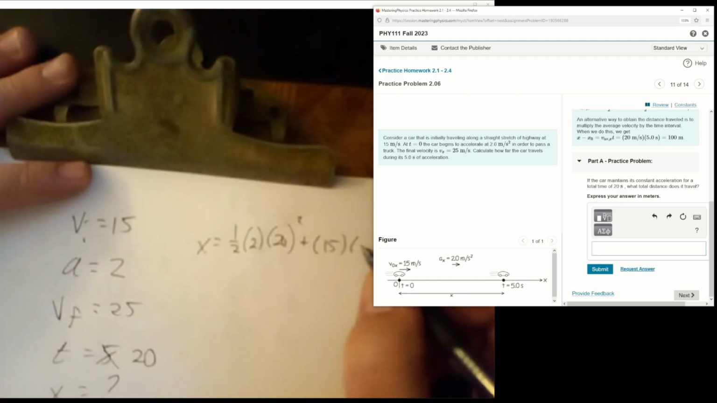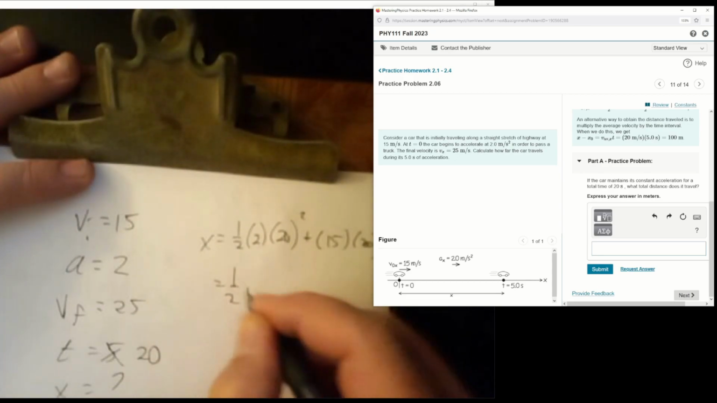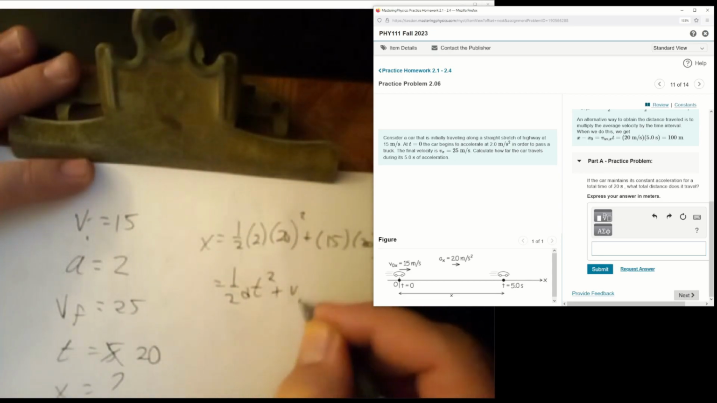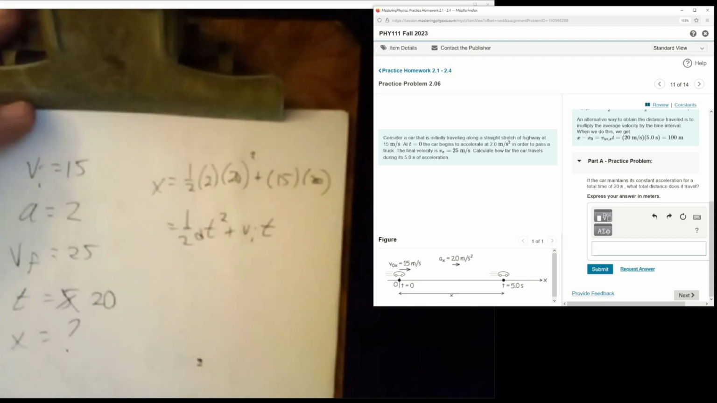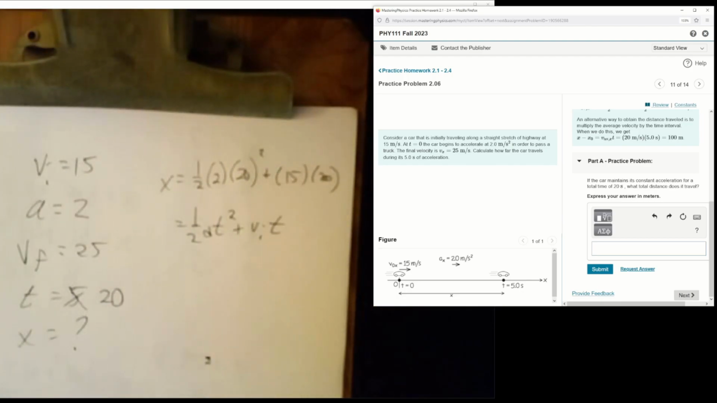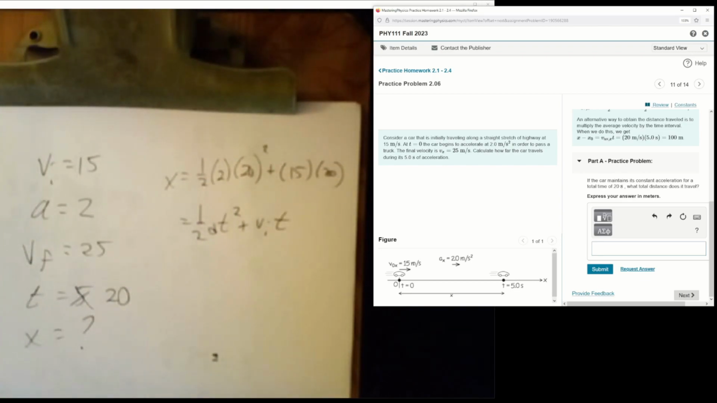And I just noticed I just wrote this out by memory here, but this is the equation. That's 1/2 at squared plus the initial velocity times time. Plug all that into the calculator.